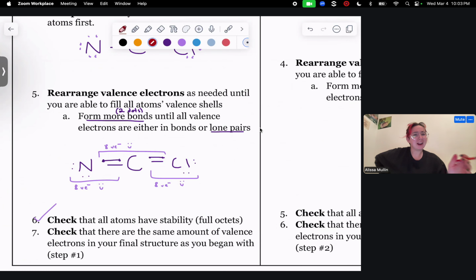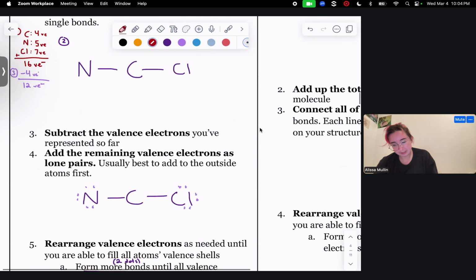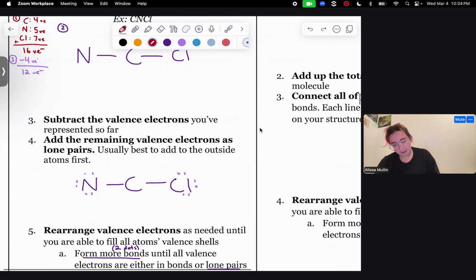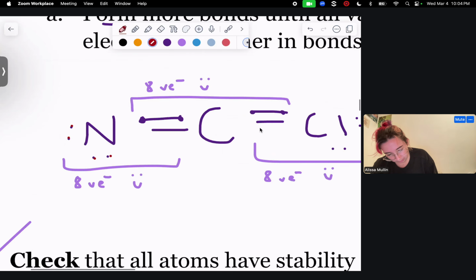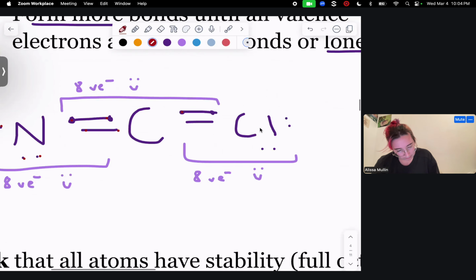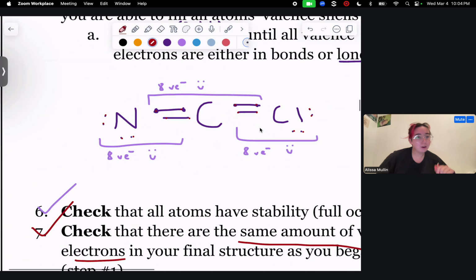So let's make sure I didn't accidentally lose a dot along the way. Let's make sure there's the same amount of valence electrons that I started with. So we started with 16, right? And then let's check here. 1, 2, 3, 4, 5, 6, 7, 8, 9, 10, 11, 12, 13, 14, 15, 16. All right. So I obeyed all the rules.